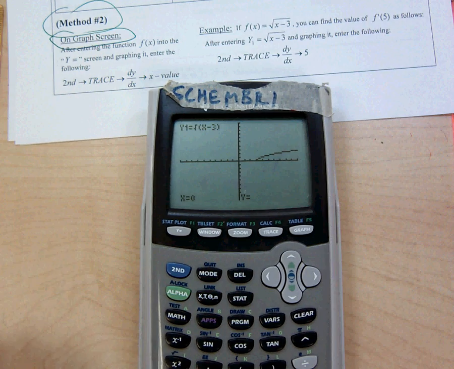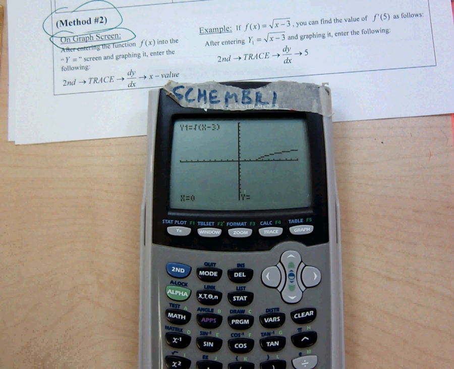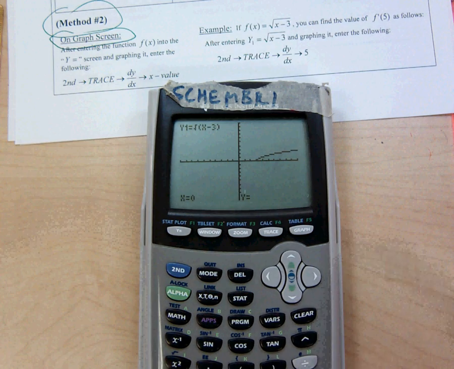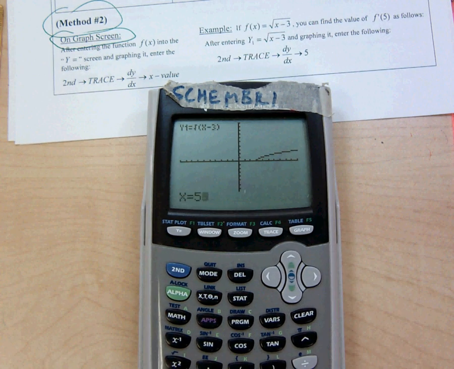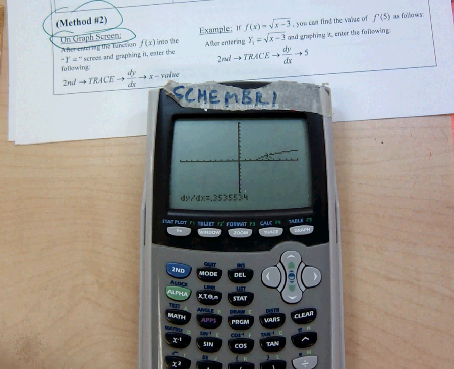All right, and what's going to happen is it's going to go back to the graph screen. It's going to look like nothing happened. Trust me, something happened. So what you want to do now is find the derivative at what? 5. So just hit 5, and then hit enter. It shows you the derivative value, which is again 0.353. So that's how you find the value of the derivative at one point on the graph screen, right? Following me? Okay, next page.